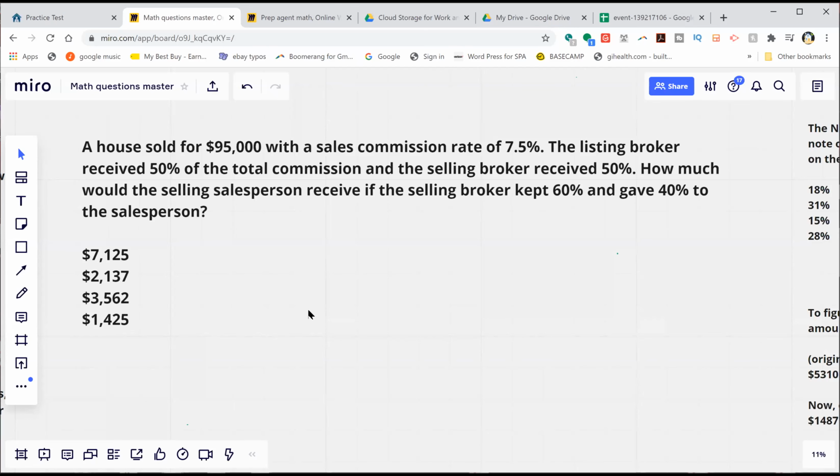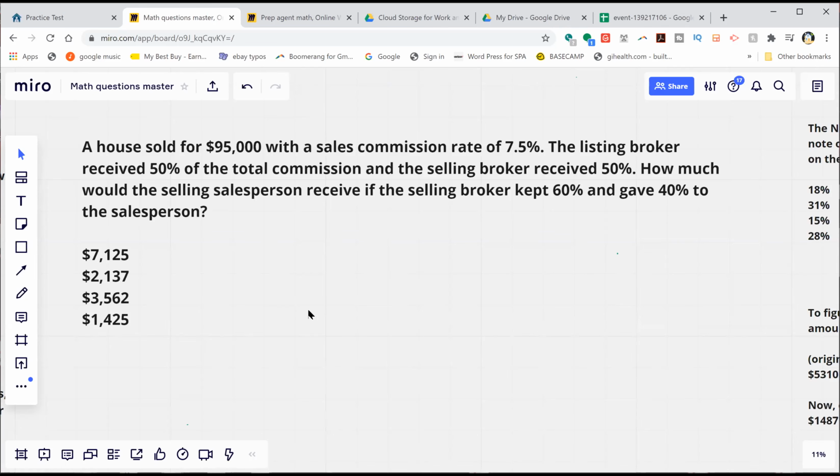A house sold for $95,000 with a sales commission rate of 7.5%. The listing broker received 50% of the total commission, and the selling broker received 50%. How much would the selling salesperson receive if the selling broker kept 60% and gave 40% to the salesperson? Okay, so let's figure this out.